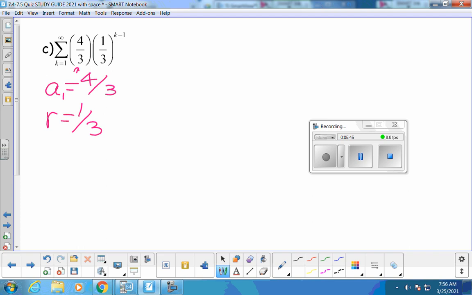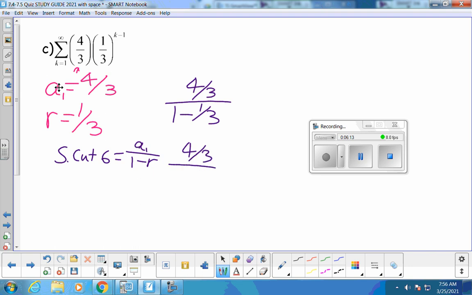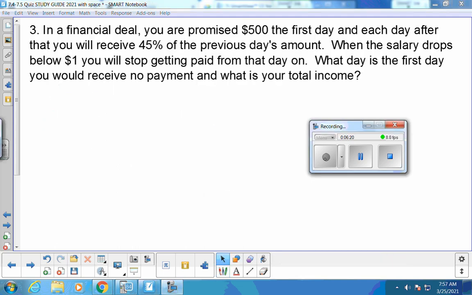It's an infinite sum. So it's going to be shortcut 6, like last time we did this one. So it's going to be shortcut 6 again. So it's going to be A1 over 1 minus R. So we plug in the numbers and we get 4 over 3 over 1 minus 1 over 3. Which, okay, so that's going to be 4 over 3 over 2 over 3, which is just 2. That's the answer.